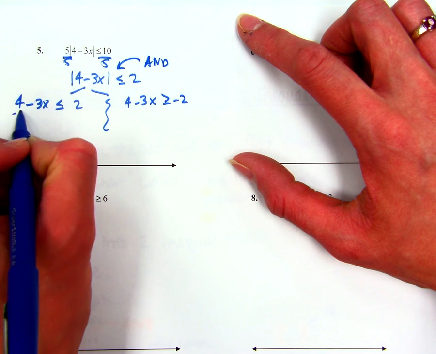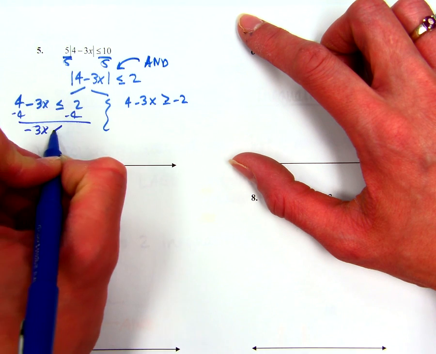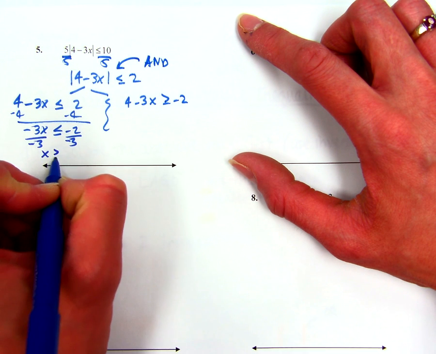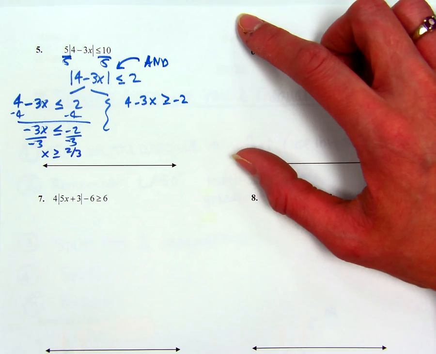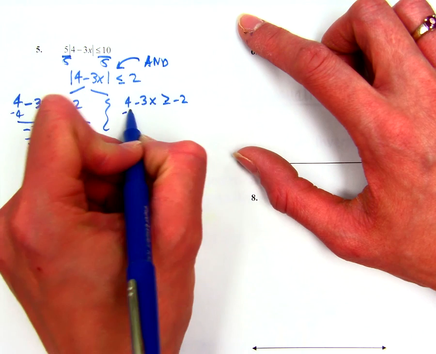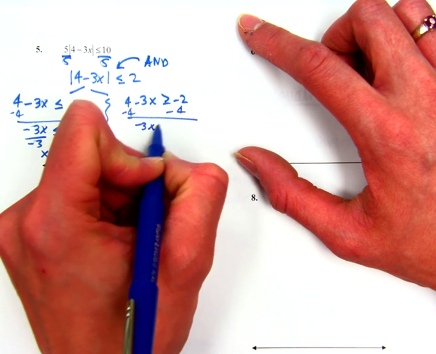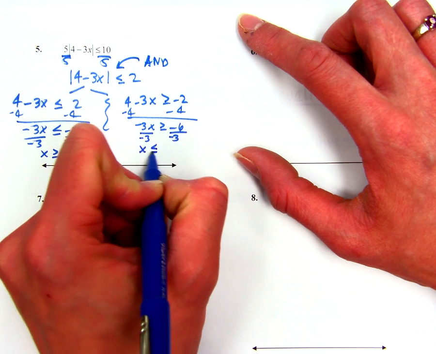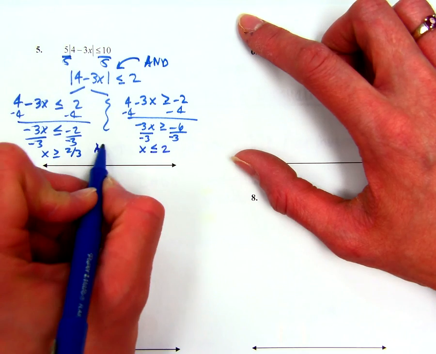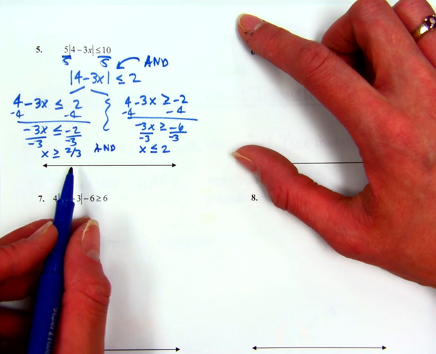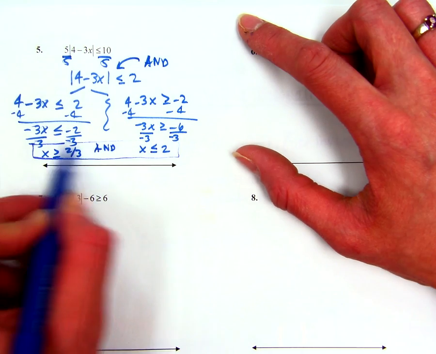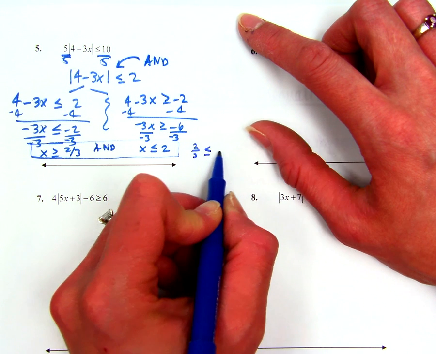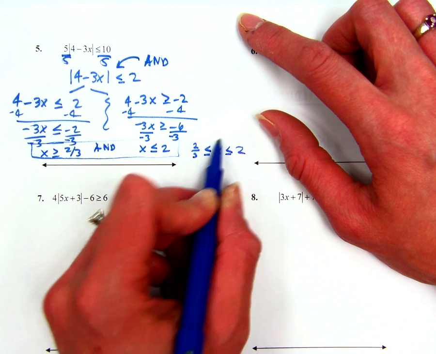And then you're going to minus 4 on both sides. Negative 3x is less than or equal to negative 2. When I divide by negative 3, make sure that you flip your sign. So you have x is greater than or equal to 2/3. Here I'm going to have negative 3x is greater than or equal to negative 6. When I divide by negative 3, I'm also going to flip my sign. So I've got x is greater than or equal to 2/3, and it's also less than or equal to 2, which you could write as a compound inequality. So 2/3 is less than or equal to x, which is less than or equal to 2.